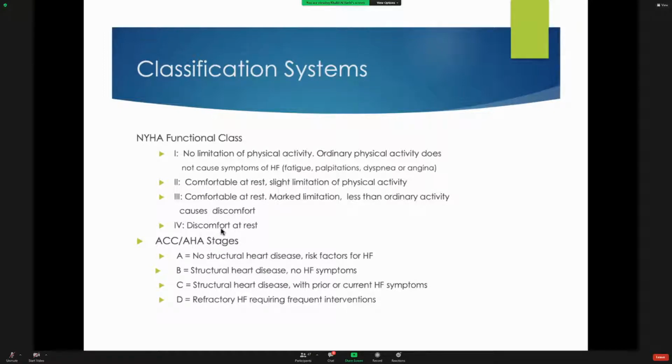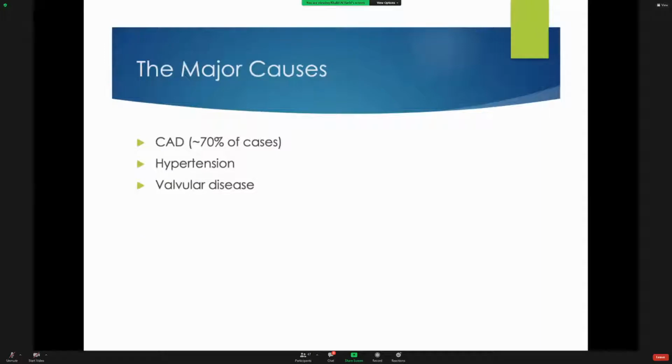And the stages of heart failure are stage A, B, C, and D. A is when there is no structural heart disease, but there is a risk factor for heart failure. B is when there is a structural heart disease, but still no heart failure symptoms. C is when there is a structural heart disease with prior or current heart failure symptoms. And D is when the patient has refractory heart failure requiring frequent intervention like medication or coronary angiogram.